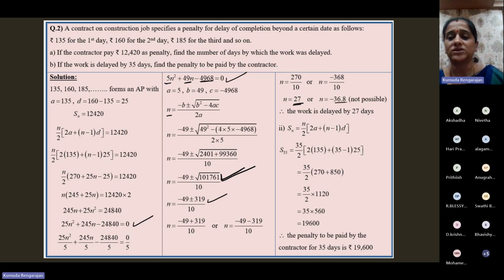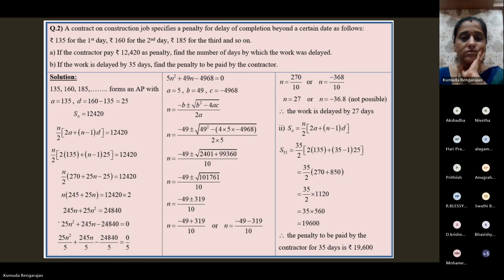or minus 36.8, which is not possible. n cannot be negative, n cannot be a decimal or a fraction. So n is equal to minus 368 by 10 is not possible. So we go with n equal to 27. So the work is delayed by 27 days. So the penalty for the first day, plus the penalty for the second day, plus the penalty for the third day, so on till the penalty for the 27th day is equal to 12,420.